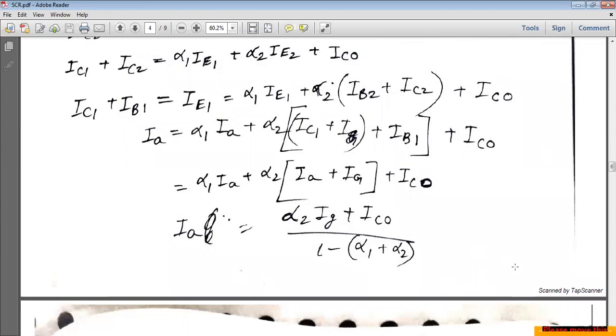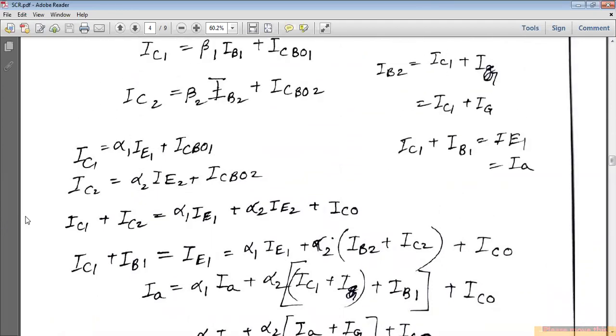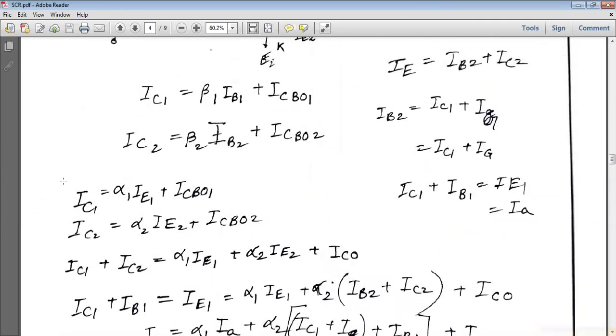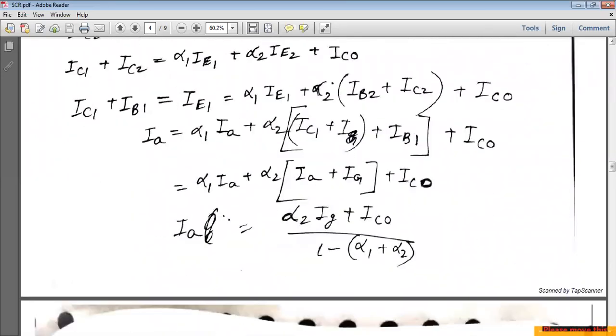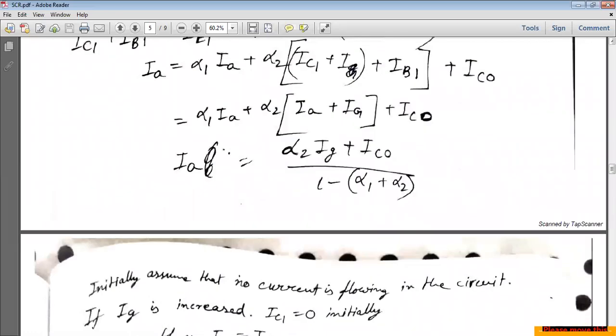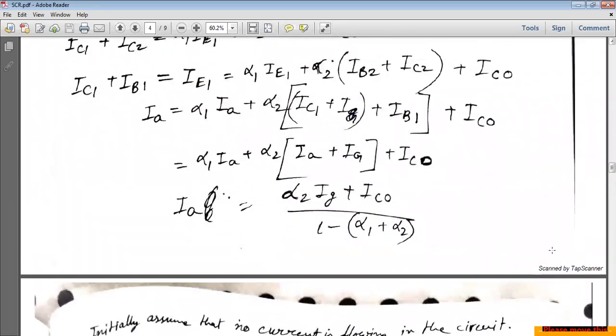If I derive it from this, we can get IA, the anode current, equal to alpha 2 IG plus ICO. You can do it by your own hand and get this result. Only the thing to be corrected is that here IE will be IE2 equal to IB2 plus IC2, according to this. Okay, so this is the analysis portion of anode current.